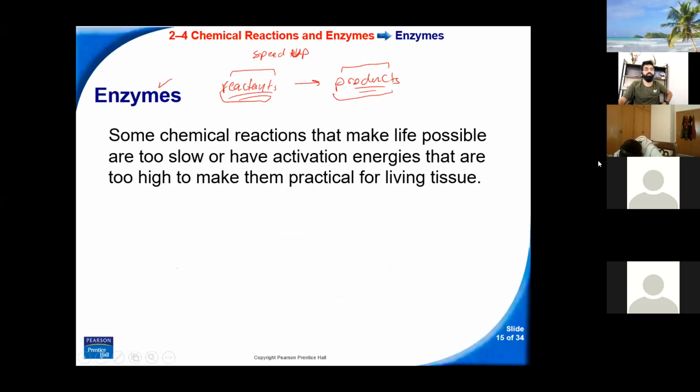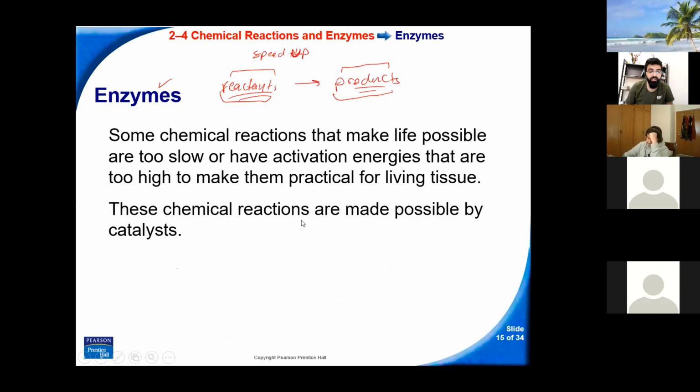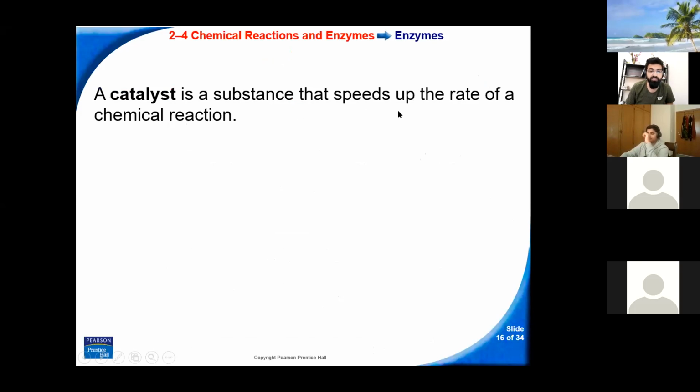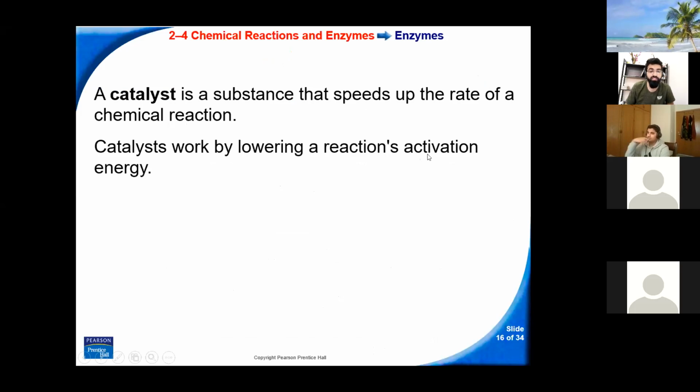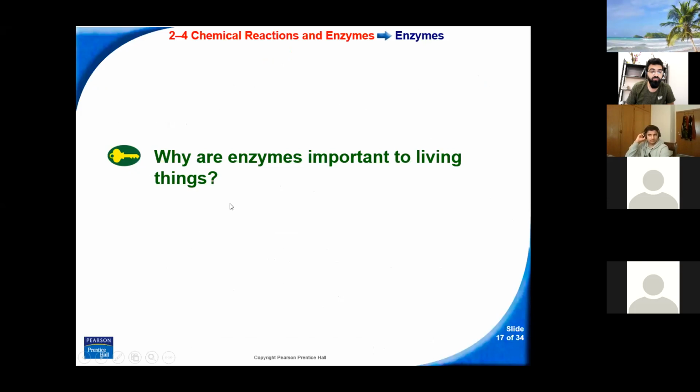Some chemical reactions that make life possible are too slow or have activation energies that are too high to make them practical for living tissue. So these chemical reactions are made possible by catalysts. We said a catalyst is a substance that speeds up the rate of a chemical reaction, the time needed to convert the reactants into products. Don't forget, catalysts work by lowering the reaction's activation energy. Why are enzymes important to living things? Question, need answer.